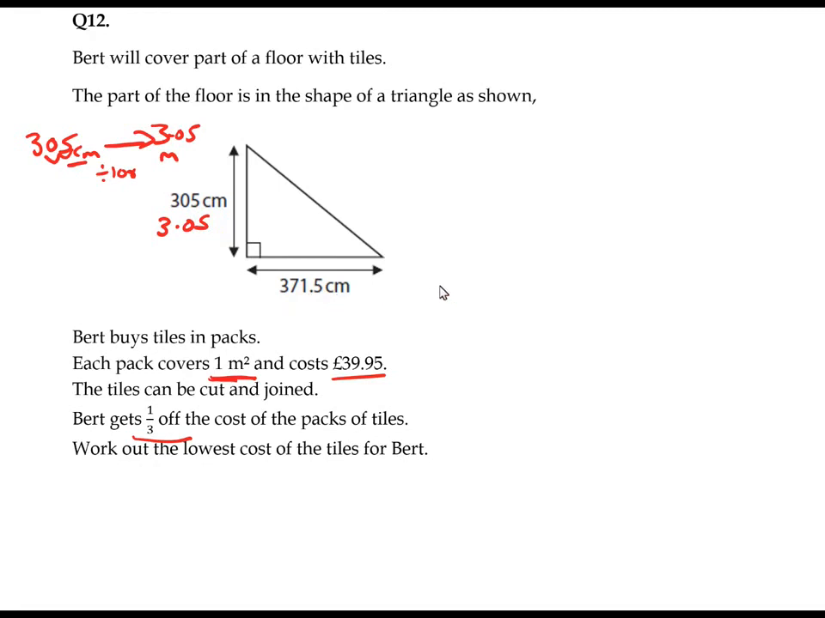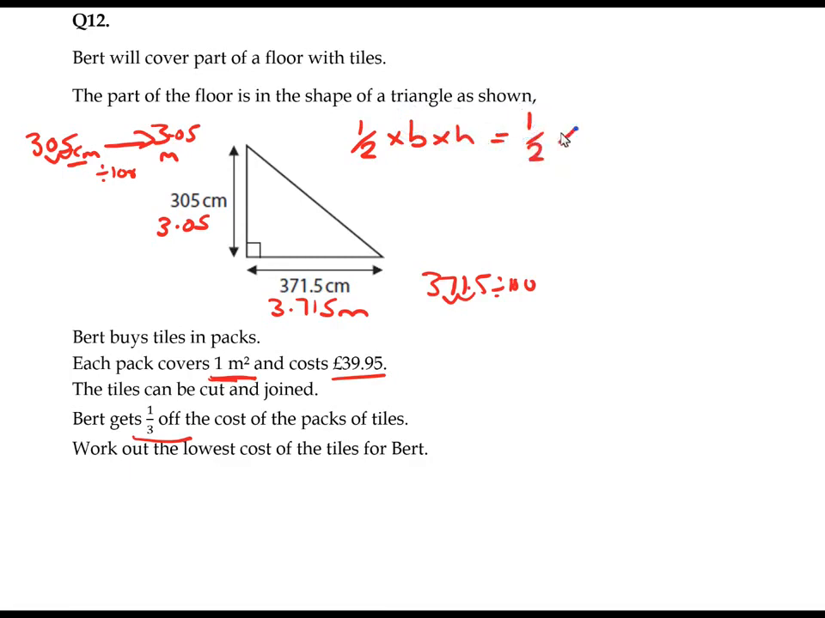Then for this dimension here, again, we take the 371.5 and divide it by 100. So we end up with 3.715 meters. So now our dimensions are in meters, and when we multiply them, we'll get meters squared for our units of our dimensions. So let's do that. Let's calculate the area of a triangle. So you should remember it's half the base times the height.